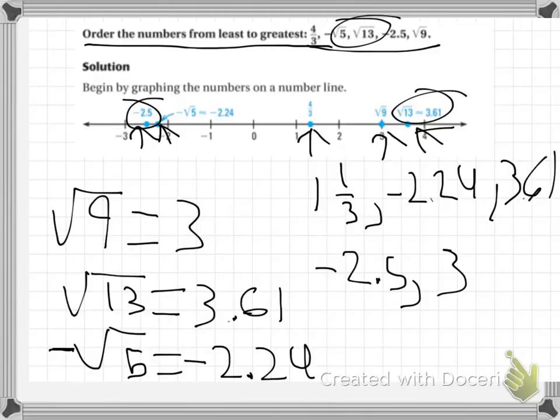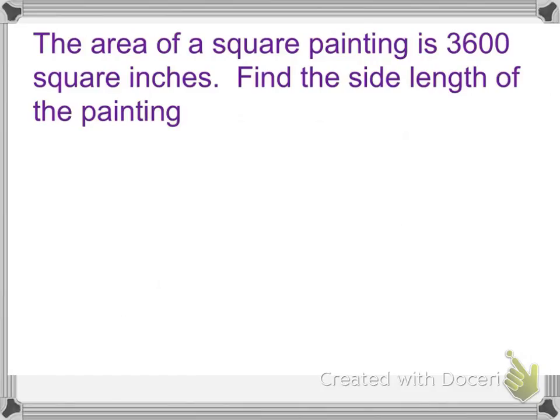Okay, so now that you guys hopefully understand a little bit about graphing and finding the order from least to greatest, now we have a small word problem for you. The area of a square painting is 3,600 square inches. Find the side length of the painting.